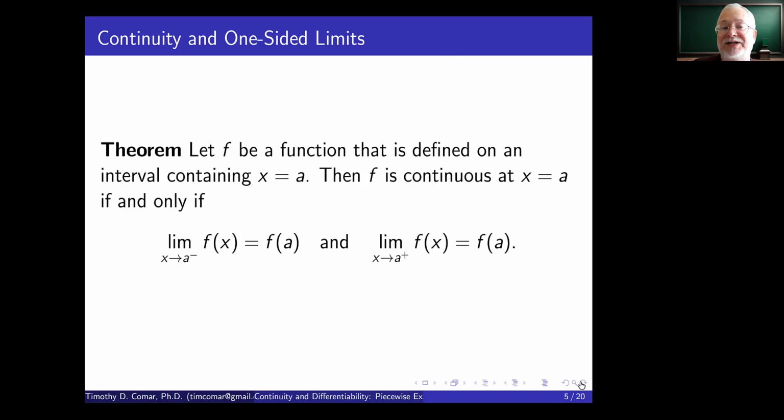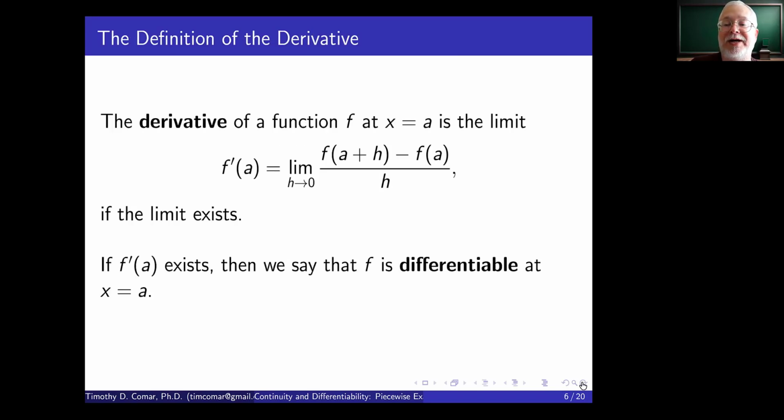So we can also connect continuity to one-sided limits. Again here, let's say we have a function f that is defined on an interval, this time containing x equals a. Then f is continuous at x equals a if and only if the left-hand limit of the function as x approaches a and the right-hand limit of the function as x approaches a are both equal to the function value f of a.